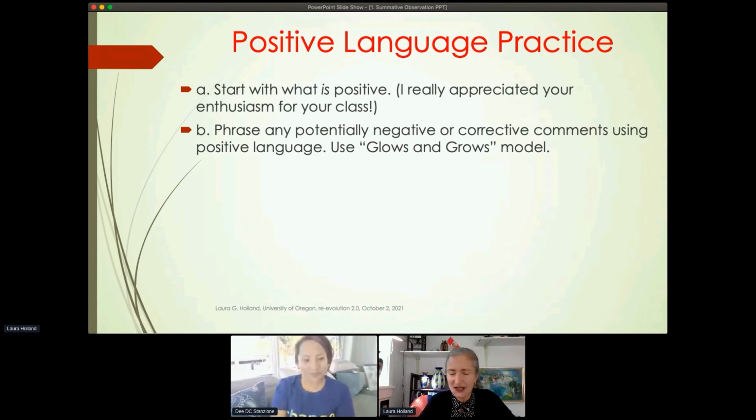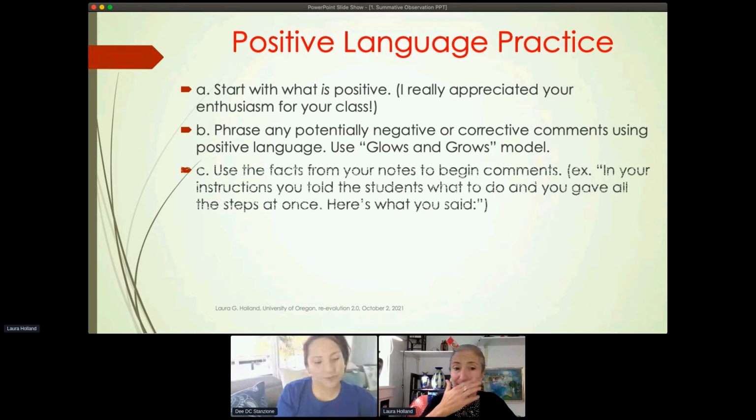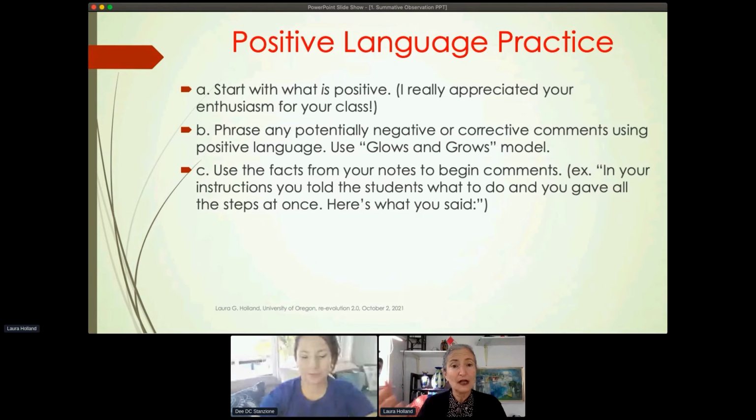Here are some suggestions, right? And we're going to phrase them using our positive language. We're going to use our facts from our notes to begin comments. So for example, in your instructions, you told the students what to do and you gave them all the steps at once. Here's what you said.